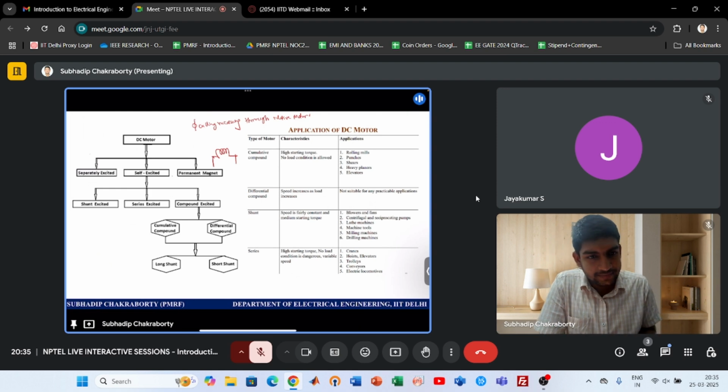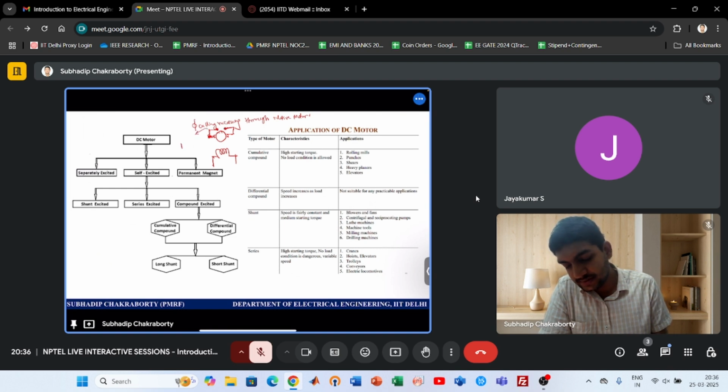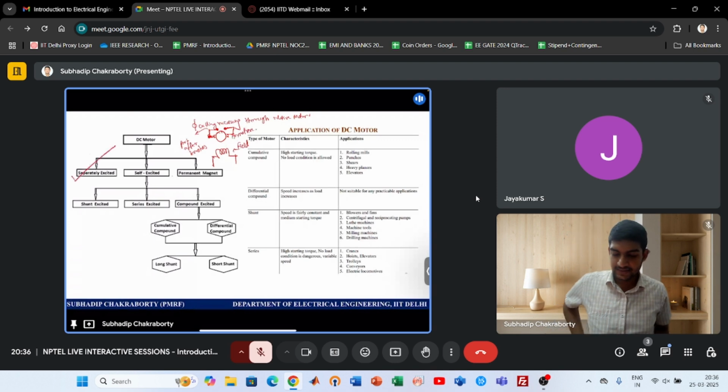So this is the field coil, and this is the armature. The total armature conductor resistance, the lumped resistance, I can model like this, and this is the port available to you after the brushes. And this is the field, this is the armature. They are separate, so that is why we call it separately excited.